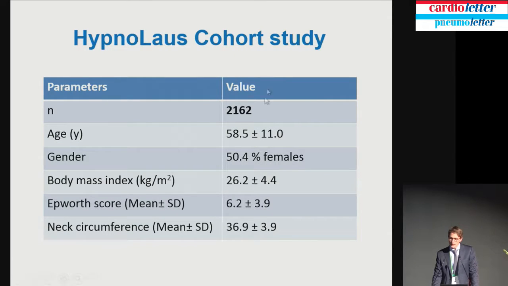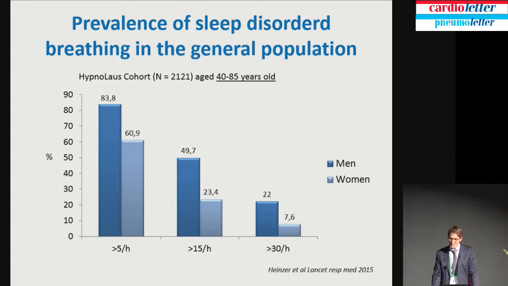So overall, we had 2,100 people. Mean age was 58 years old, about half women, half men. BMI slightly above 25, and the mean Epworth score, which is the sleepiness evaluation, was 6.2 on average, which is more or less what we expected for a general population. It's considered abnormal above 10, so 11 and more is considered abnormal. Neck circumference, which is a risk factor for sleep apnea, was 36.9. So this was quite a surprise to see these numbers.